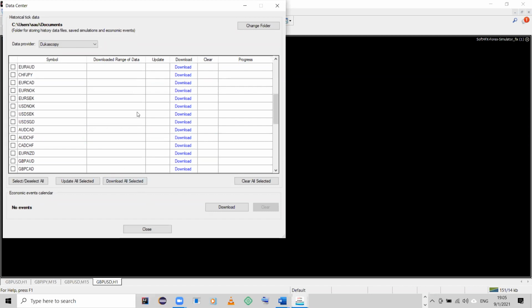What is happening here is that you are being asked to download the charts, since this software is a backtesting software. So you just go to the pairs that you want to be backtesting. If you want to backtest all of the pairs, you just click here, then you start to download by clicking the download buttons here. So you just choose your favorite pairs.